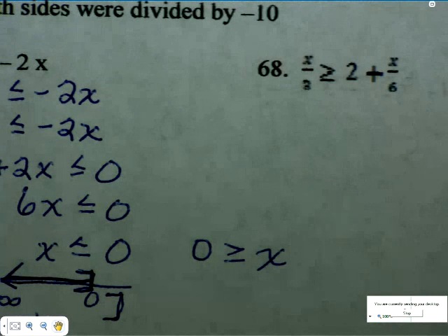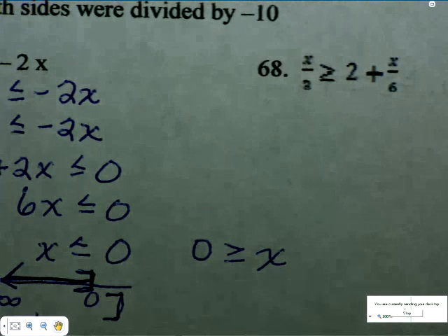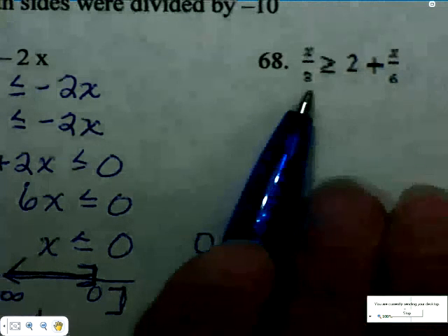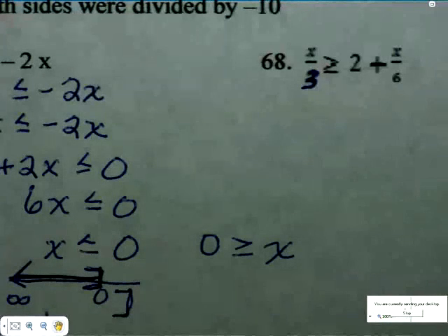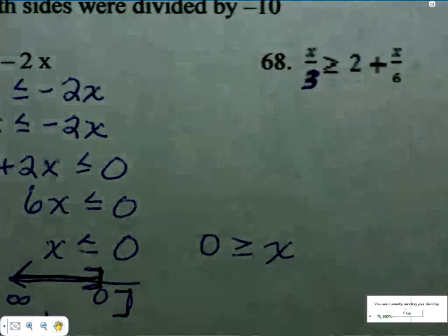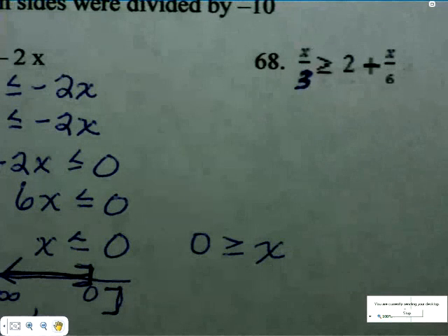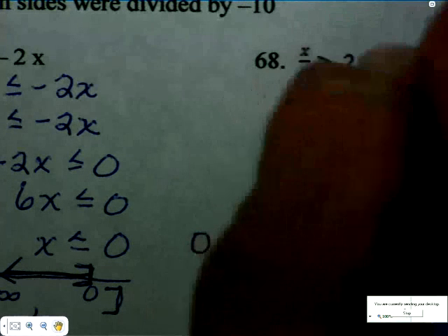Not GCF, but LCM or LCD. You multiply both sides by the lowest common denominator. Does this look more like a 2 or a 3 on your paper? Okay, that's what it kind of looks like to me. So the LCD is what? 6. Multiply both sides by 6. Is that going to reverse the symbol? Not if I'm multiplying by a positive 6. Multiply by 6 over 1.